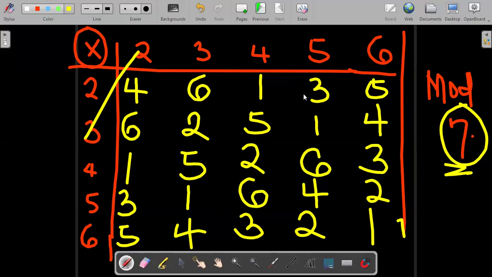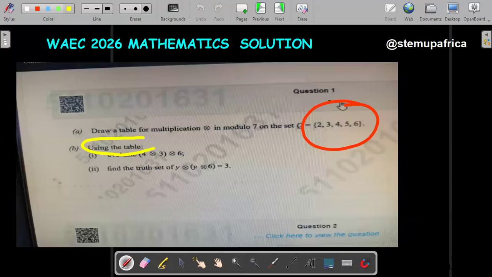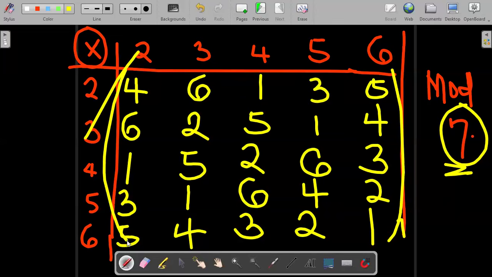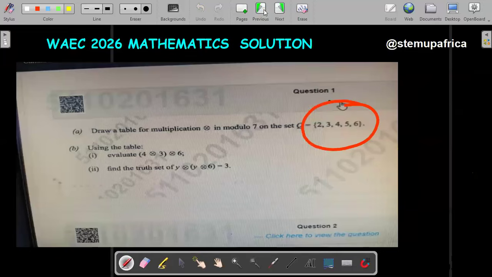Yes, sir. Okay, now let's go to question B. Now look at the question B. Look at what they said. From here, using the table. So if your table is wrong, there's every tendency your answer here will be wrong. So using the table, which is this table we've done now. You use this table to find 3 multiplied by 4, then multiplied by 6. Let's do that.